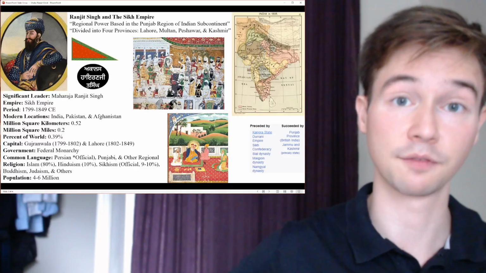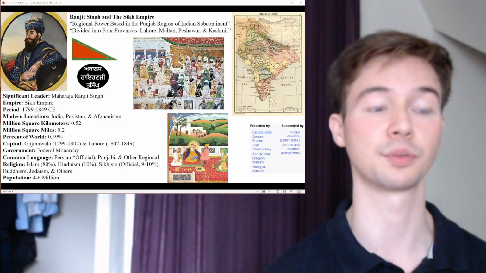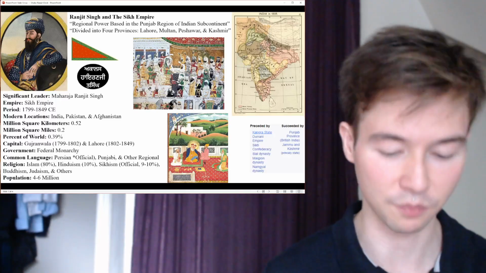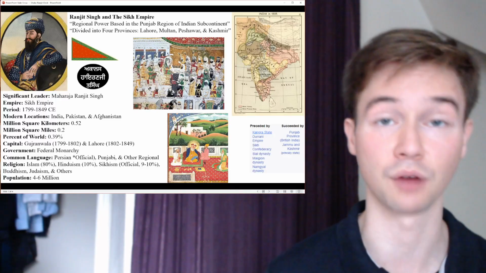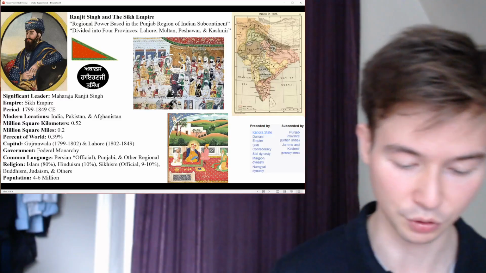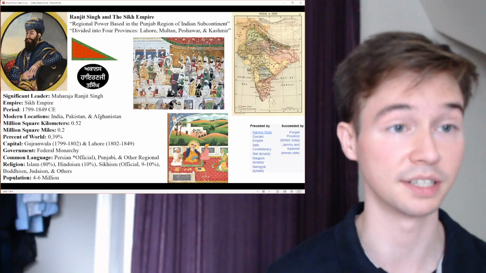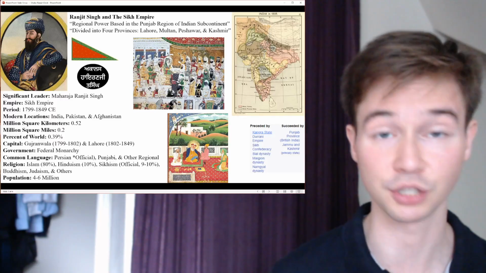Population was estimated 4.5 million specifically, but also between 4 and 6 million. As for images, in the top left we have what's known as a company school portrait of Maharaja Ranjit Singh, produced in Lucknow, Awadh, in approximately 1810 or 1820, between those periods. So these company schools are pretty fascinating.